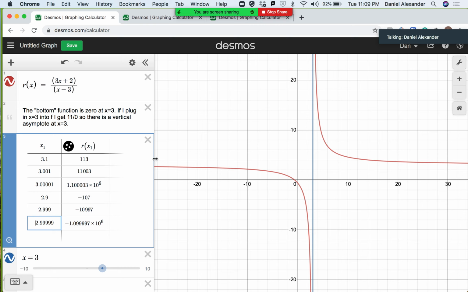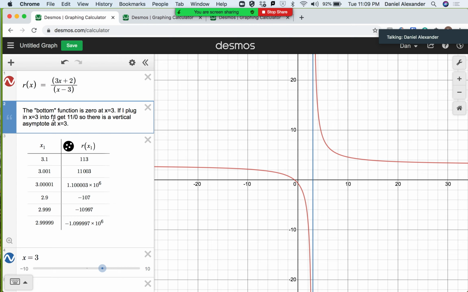So basically that's it. I look at the function. I see there's a 0 in the bottom when I plug in x equals 3. I plug x equals 3 into the function. I should make that clear: plug into f of x, I get 11 over 0. 3 times 3 plus 2 is 11, and 3 minus 3 is 0. I know there's a vertical asymptote there, and then it's just a question of graphing it to see.